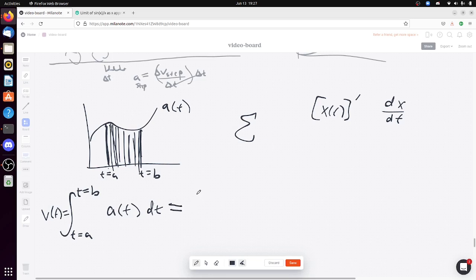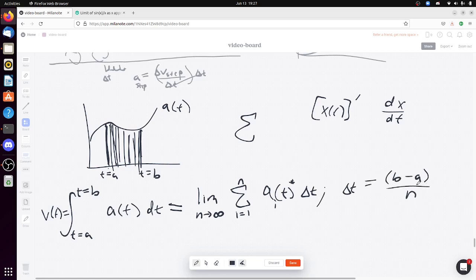But the way that the integral is actually defined is the following: the limit as n approaches infinity, not 0, of the sum from i equals 1 to n of a of t_i star, and then we'll take the sample, times delta t, where delta t is defined as b minus a over n. This might be pretty confusing.